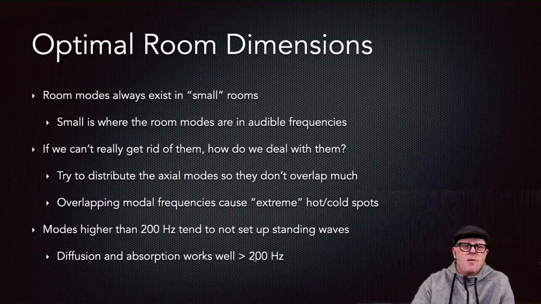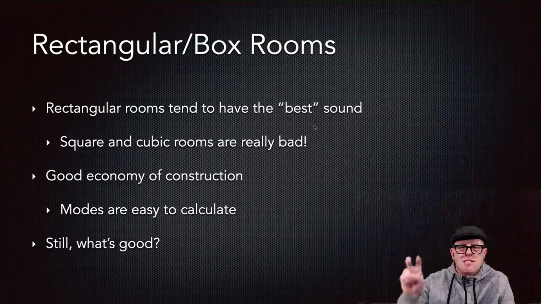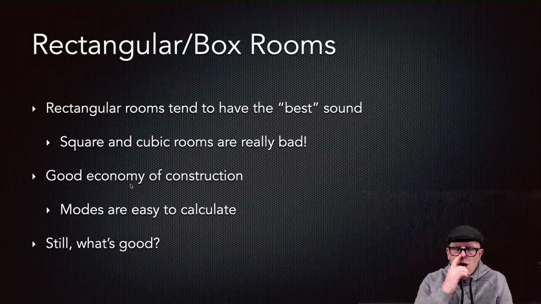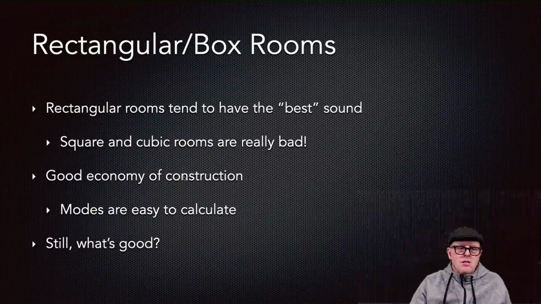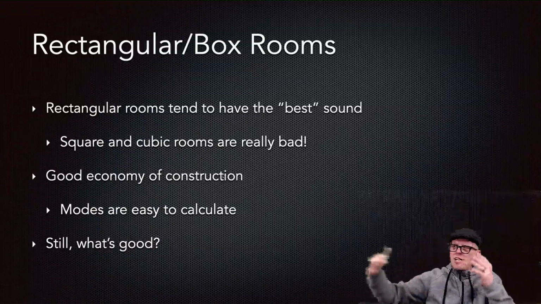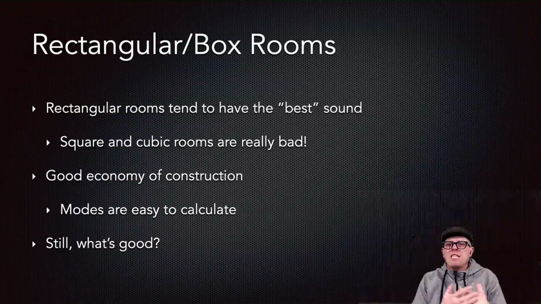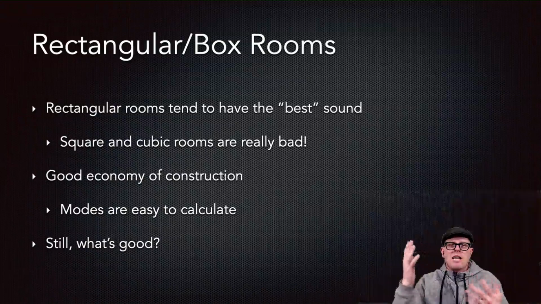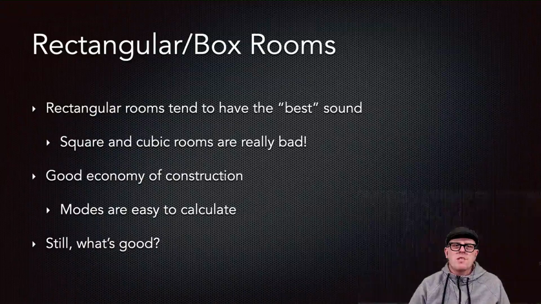So let's take a look at this first example. If I want to distribute these things, rectangular rooms tend to have the best sound. Square and cubic rooms are really bad, and we'll see why. The thing with box rooms is that they're a good economy of construction. We have right angles, so it's good economy, and we want to use economy of space. If I put up a wall, it's going to be a rectangle because I want my rooms to be even. But the cool thing is that room modes are easy to calculate. I just draw it out with a pencil on paper, and I can sometimes calculate the room modes in my head. With a basic phone calculator, you can whip this up in no time.